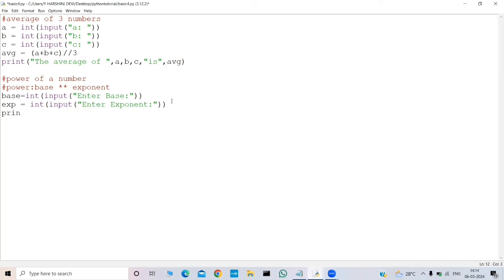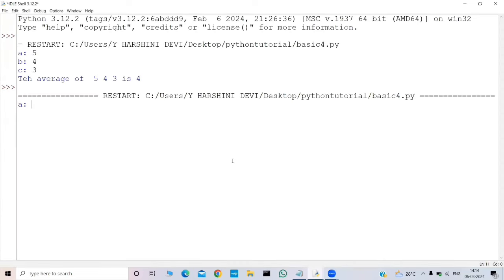And print "power equal to". Instead of taking a variable, we can simply compute within the output statement. We will do base power exponent by keeping these braces. Okay, let me run this program again. We need to start from the beginning. Let me compute 4 cube. I will keep base as 4 and the exponent as 3. So it was power equal to 64.